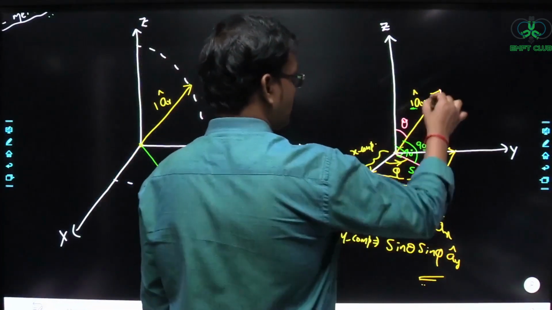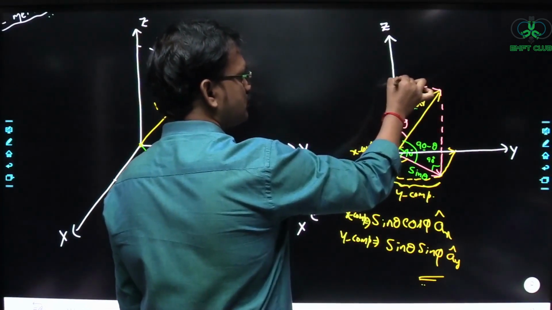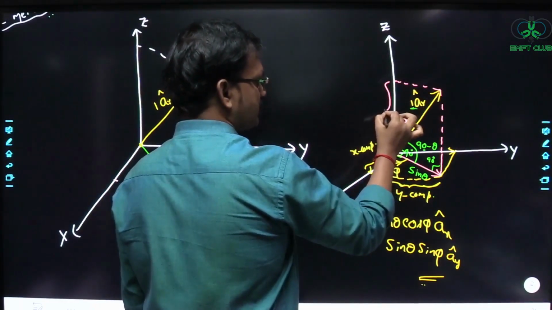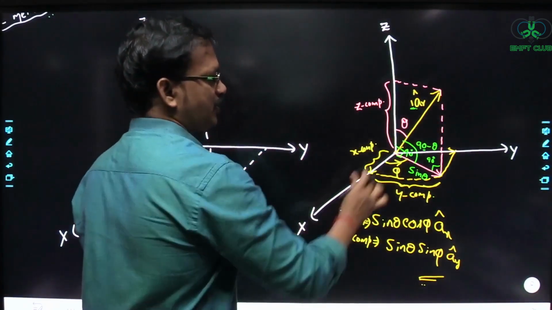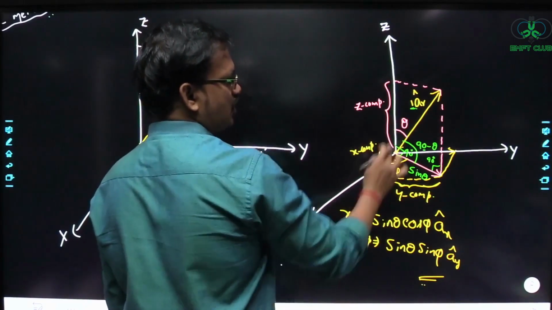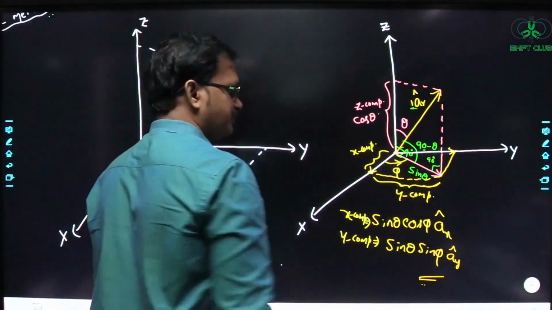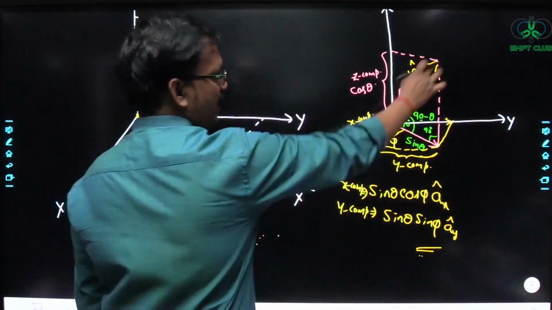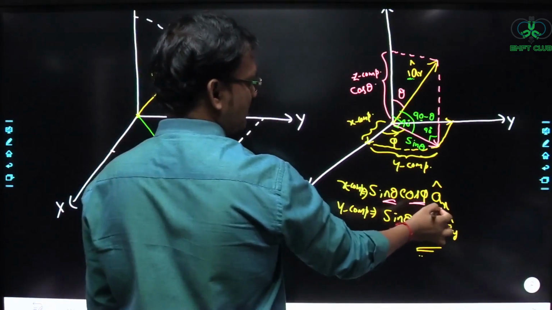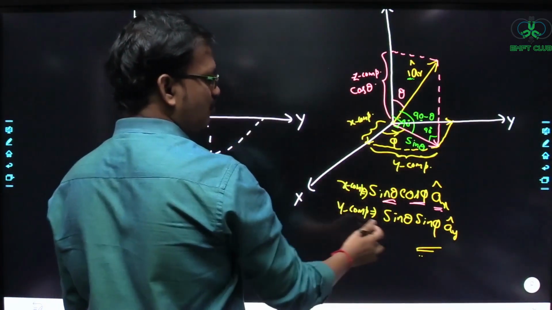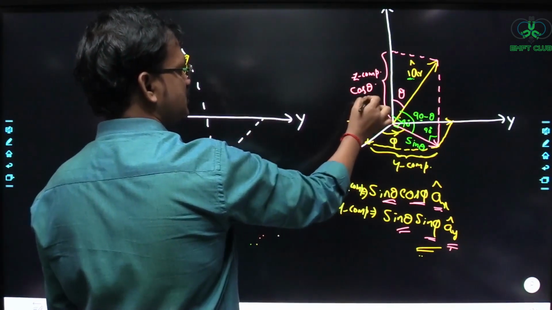Now if I drop a normal from the head of AR cap onto the z axis, the distance from here to here will give you the z component. So what is the z component here? The angle between this one and this one is theta, so 1 into cos theta. So the z component will become simply cos theta. So for this AR cap, the x component is sine theta cos phi ax cap, the y component is sine theta sine phi ay cap, and the z component is cos theta.